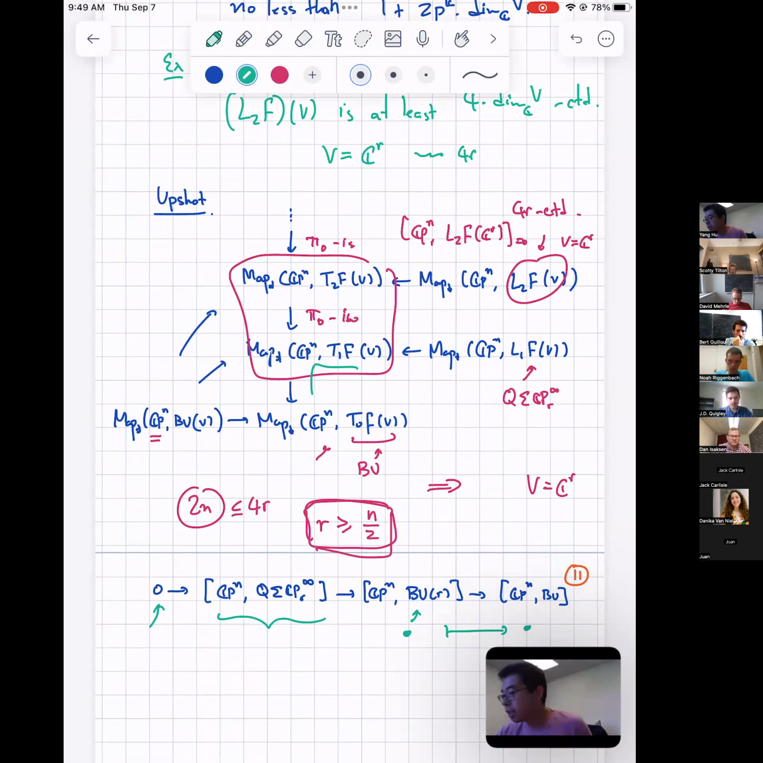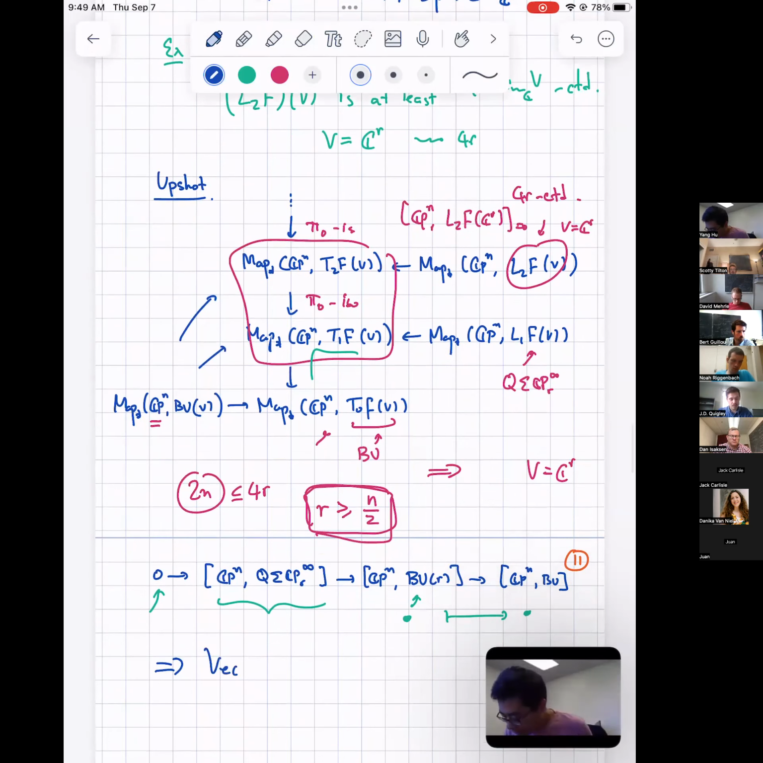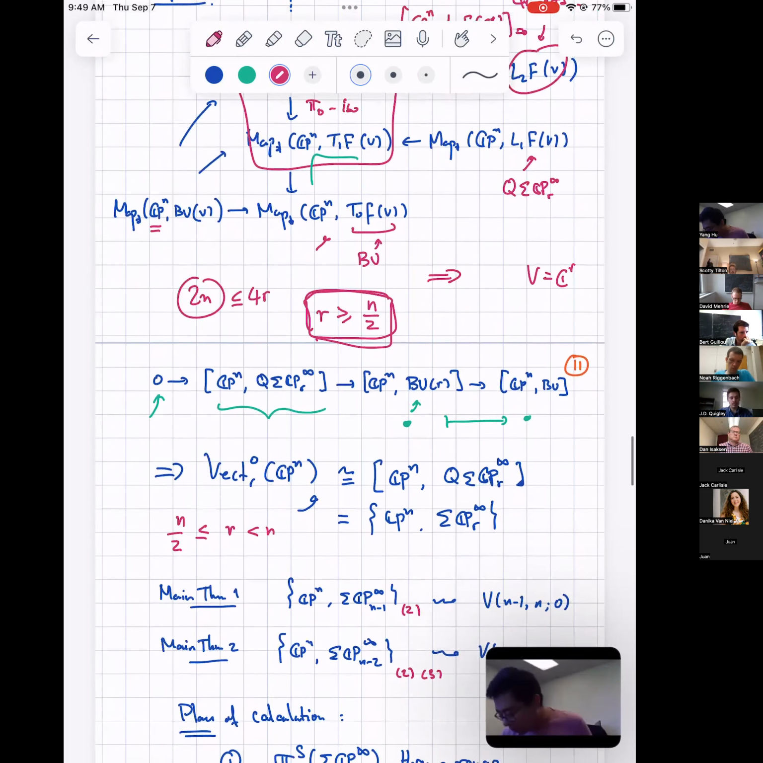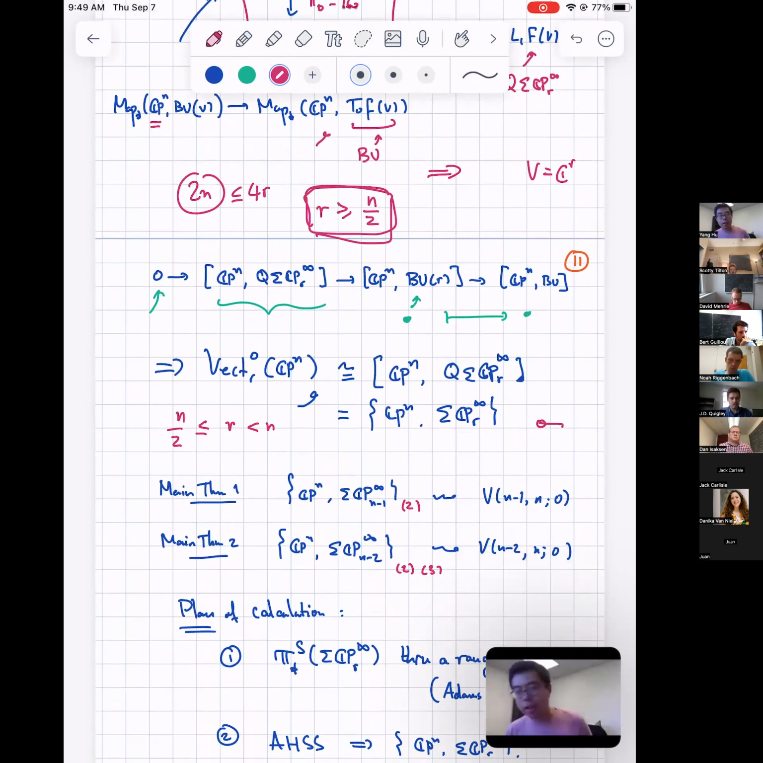So as a consequence, this tells us that Vect_R^0 of CP^n is identified with maps from CP^n to QΣCP_R^∞, which is stable maps from CP^n to ΣCP_R^∞. And this works in the unstable range only. So the unstable range is when R is less than n, but greater than or equal to half of n. So our main results are going to be proved by calculating these stable mapping sets, so these are groups.